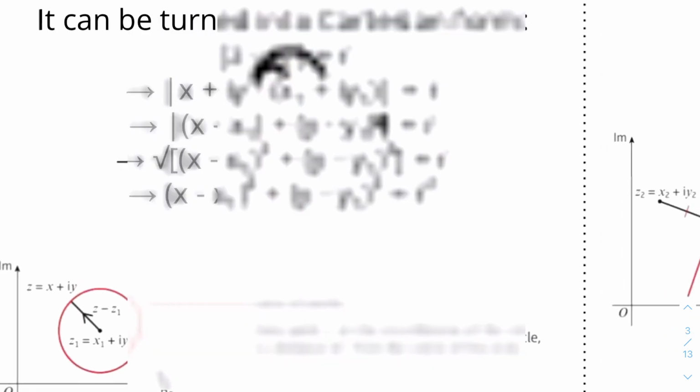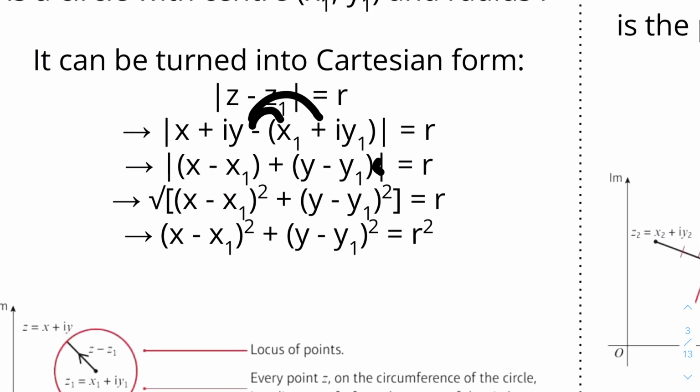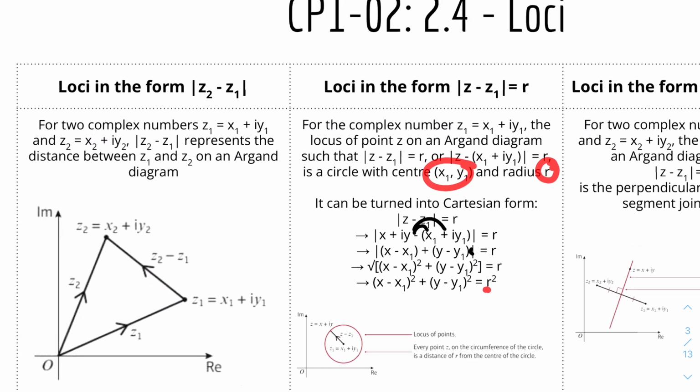As you can see from here, this represents the equation of a circle we saw just now, where the circle has center (x1, y1), as shown here, and radius r, as shown here.